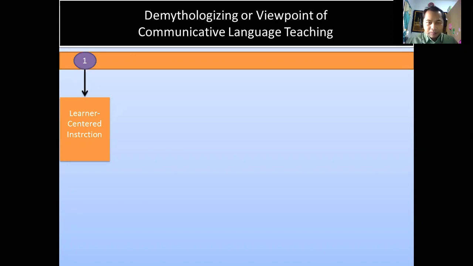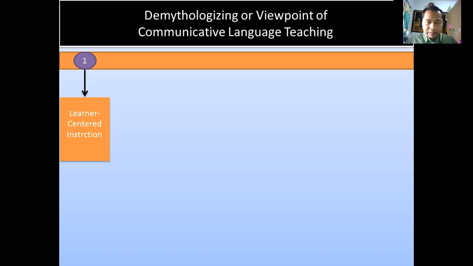So the first point, when it is learner-centered, in the implementation of the classroom, the teacher should facilitate the learners' needs. Of course, the need here is the need of learning, not the need of other things. The teacher should facilitate the student's learning style. As we know, the student's learning style may be in the form of visual learners, auditory learners, or kinesthetic learners.